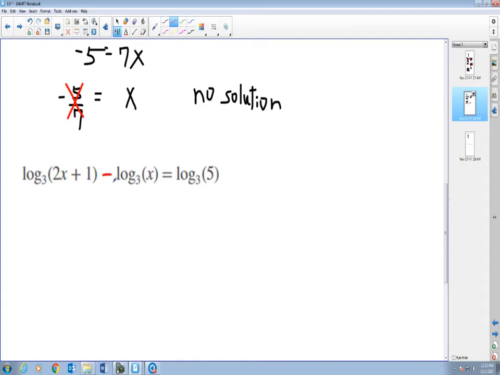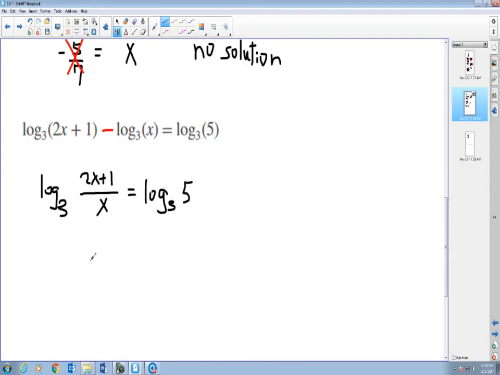So by having a subtraction sign here, I know this is going to be log with the base 3 of 2x plus 1 over x, set equal to log with the base 3 of 5. Alright, now I set what they're of equal to each other, and I can use another cross product.